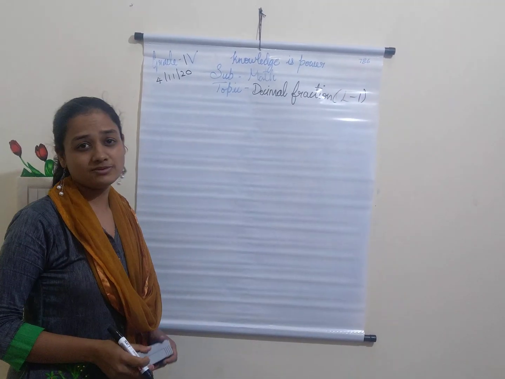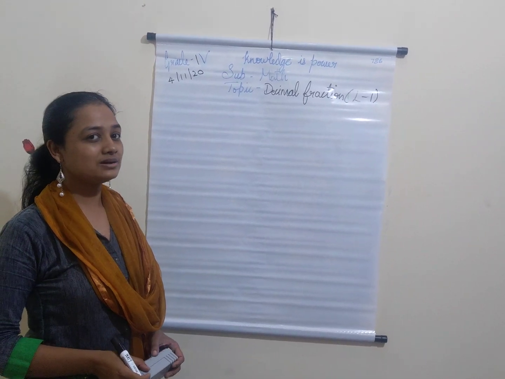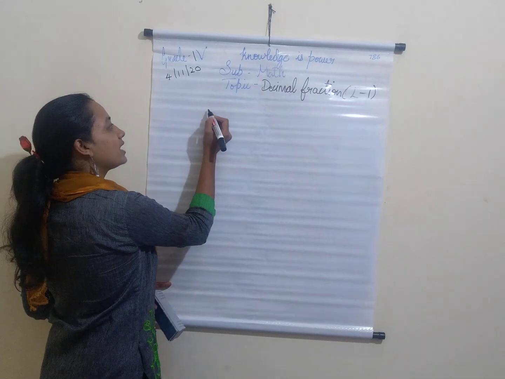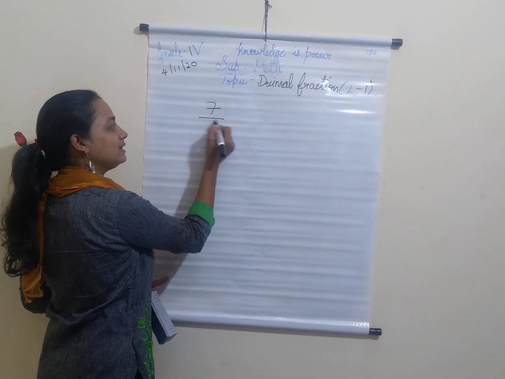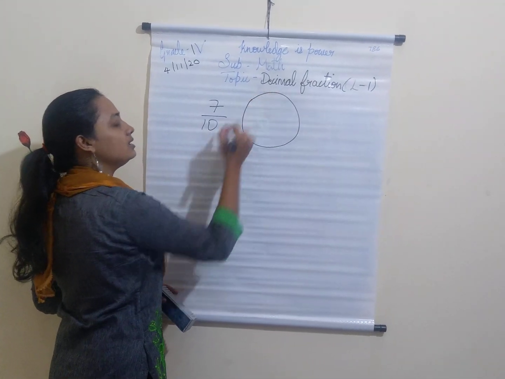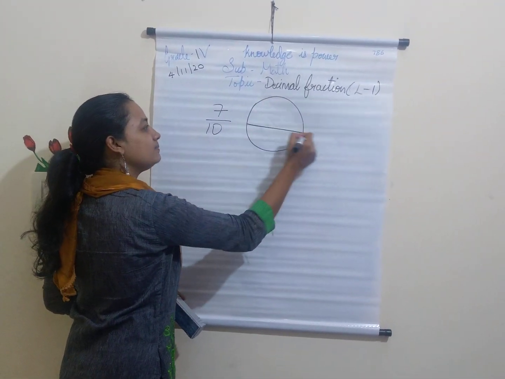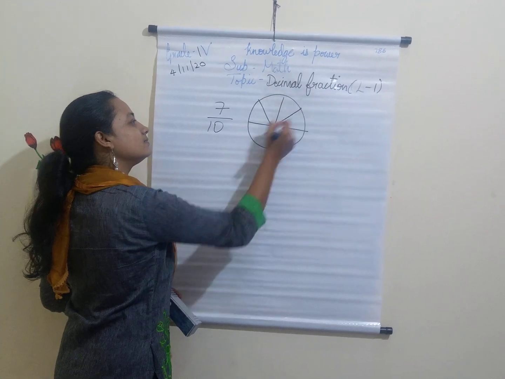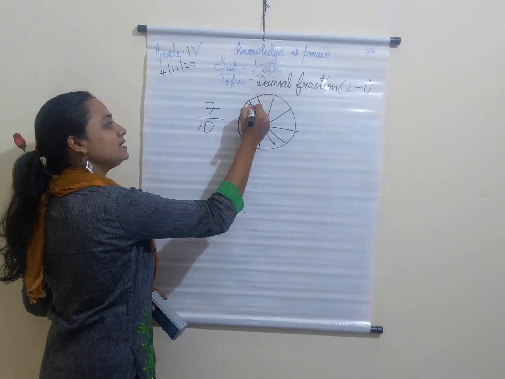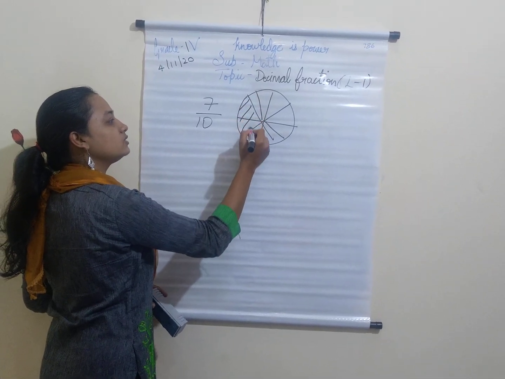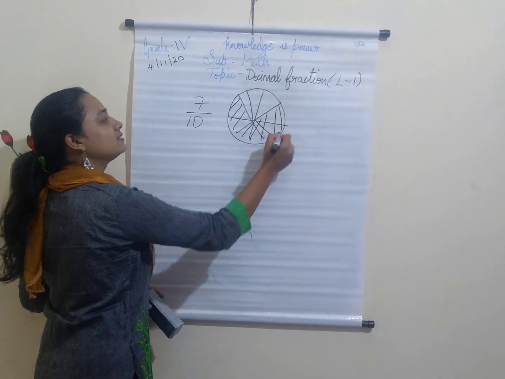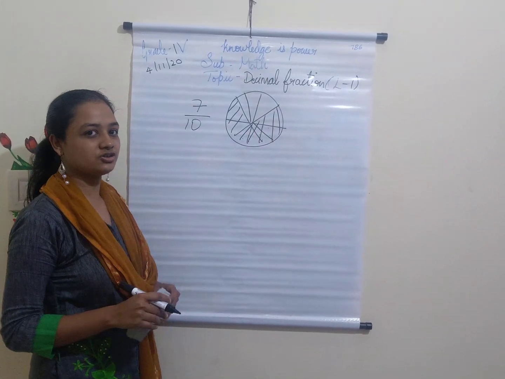So what is a decimal fraction? You have already learned what a fraction is, right? So what is a fraction? If I write, for example, 7 by 10, what do you mean by this? You divide a whole into 10 pieces, and 7 pieces are taken away. 1, 2, 3, 4, 5, 6, 7. So this is the meaning of a fraction.